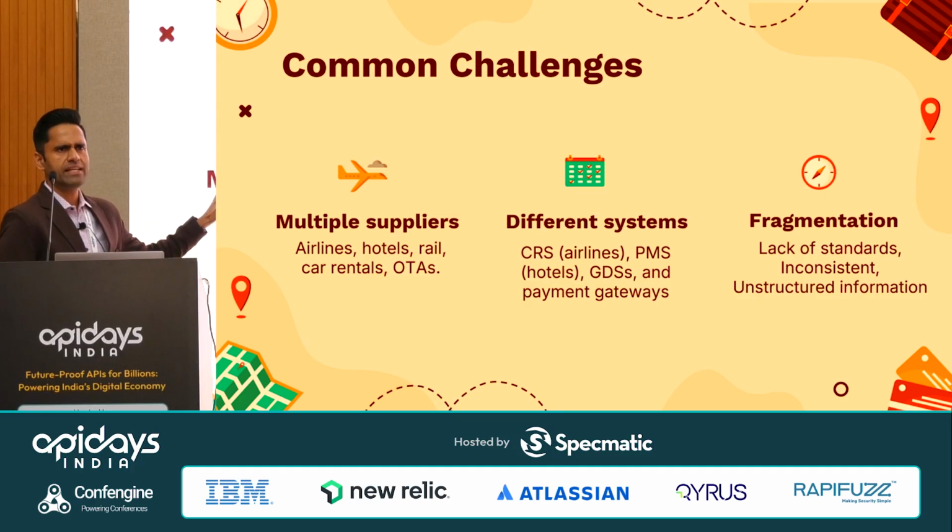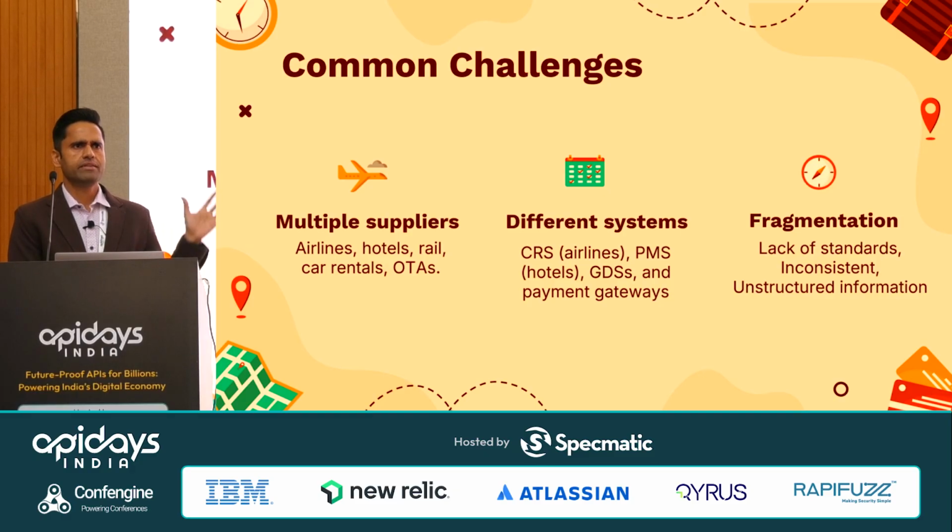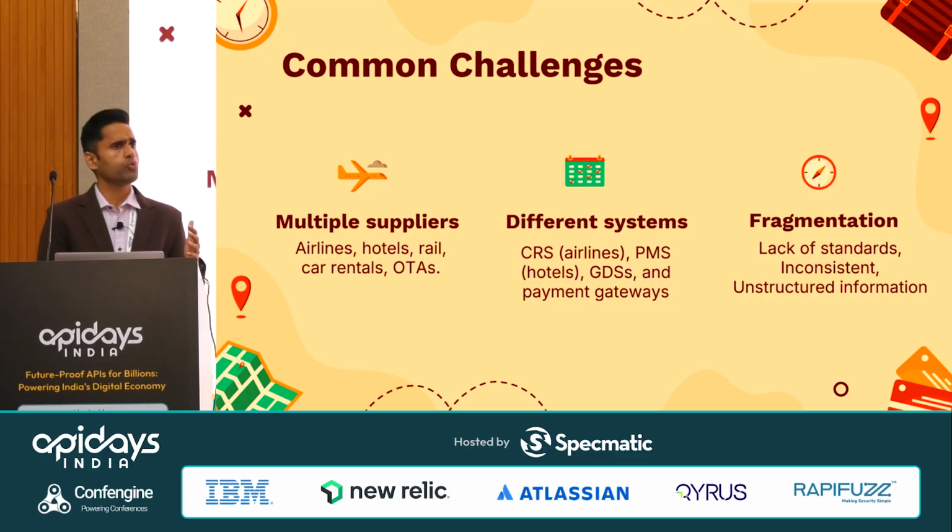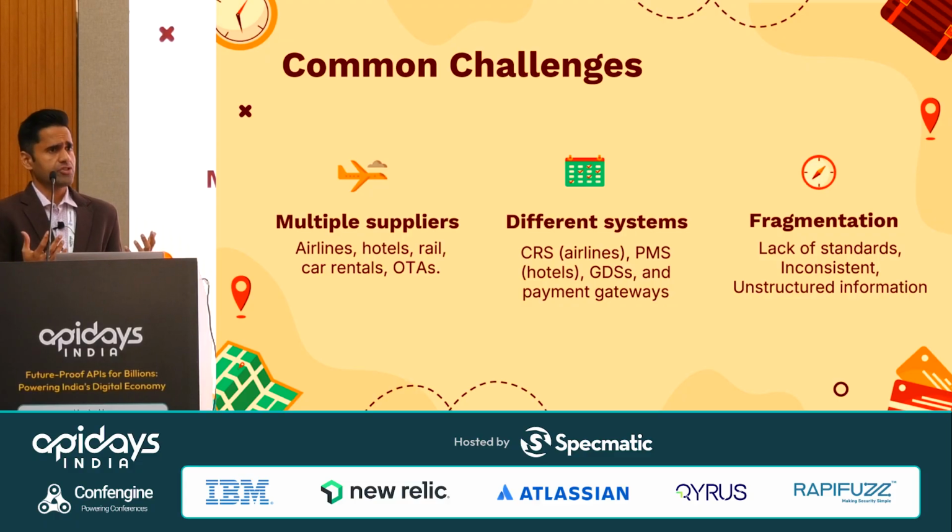So what are the common challenges? The first one I already talked about. We have multiple players. Every player has a different system. These systems have different standards. They don't talk to each other. They don't even understand each other. Now think about it. How will you build APIs that can talk to these different systems which are drastically different? Right? It's not that easy.